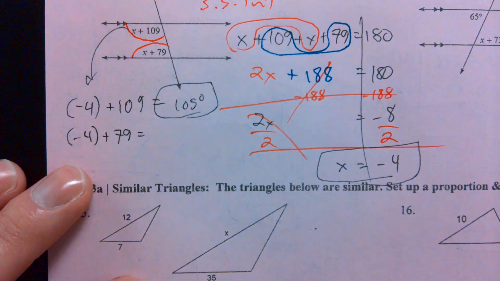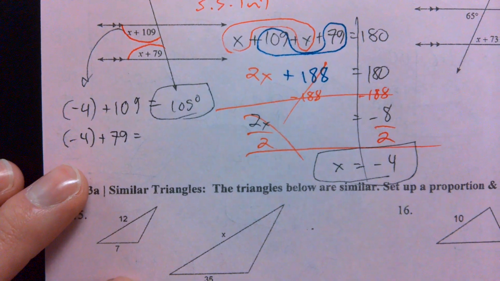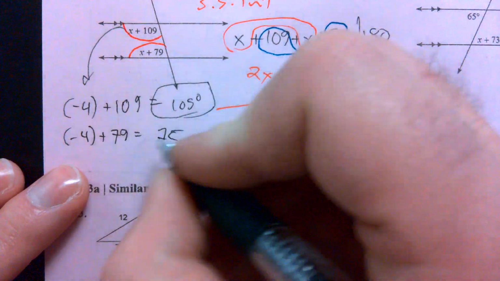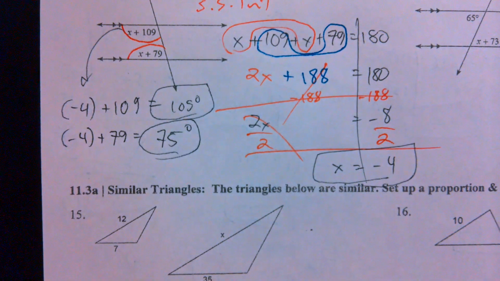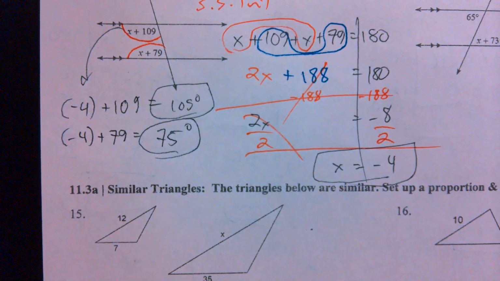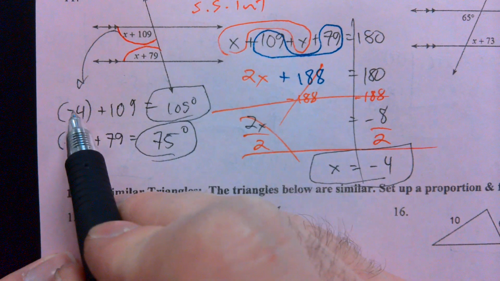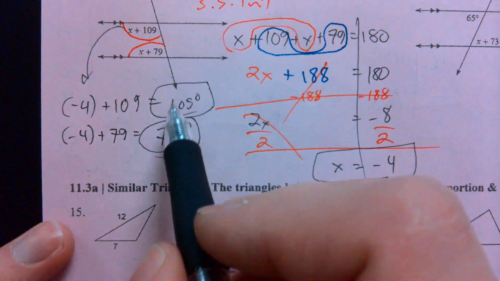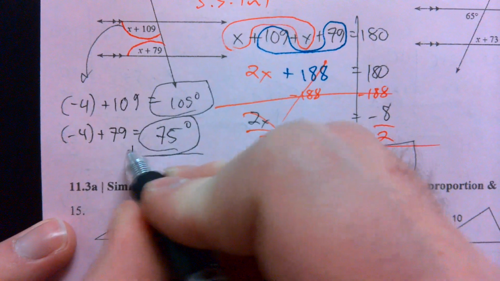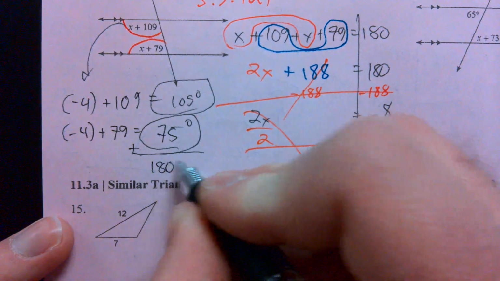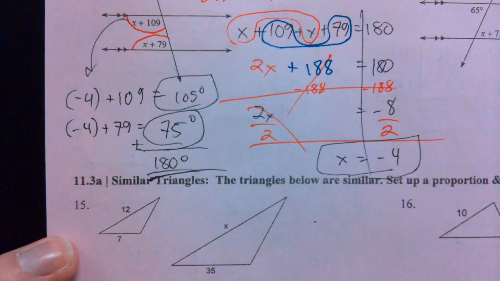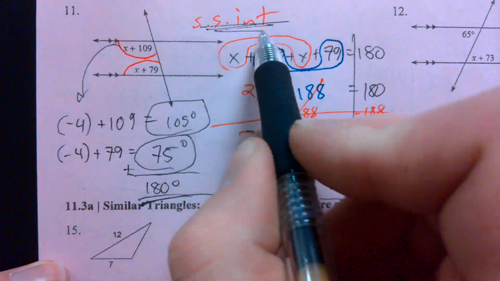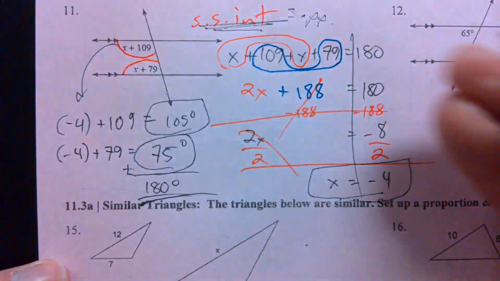And then x plus 79. What's negative 4 plus 79? Or what's 79 minus 4? 75. 109 minus 4 gives me 105. 79 minus 4 gives me 75. What's 105 plus 75? 180. And that's exactly what we wanted because same side interior angles are supplementary.